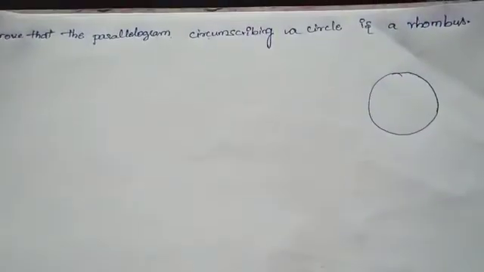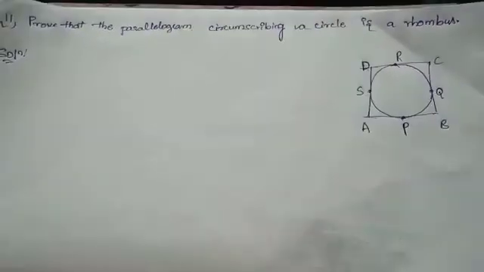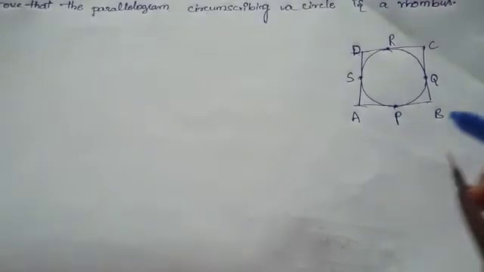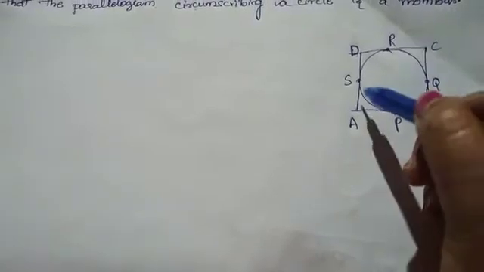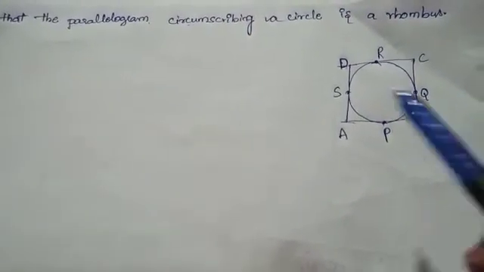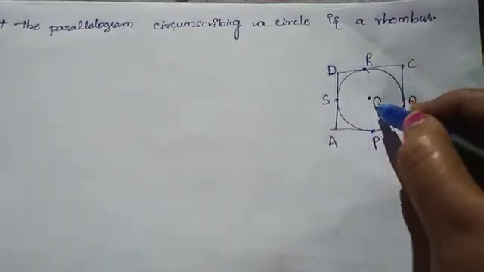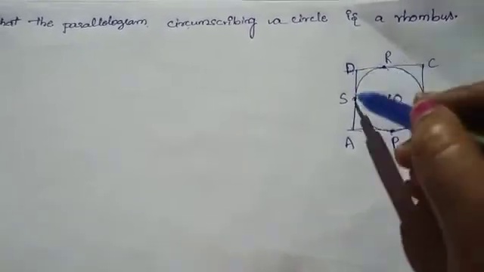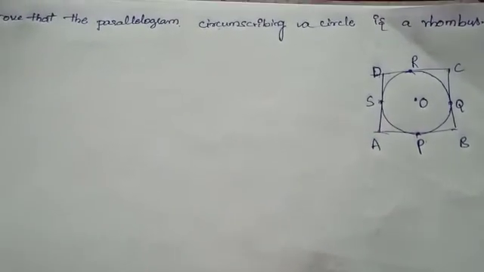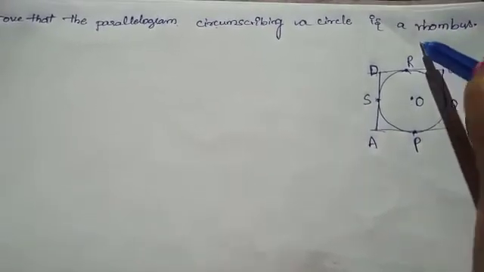Prove that a parallelogram circumscribing a circle. Let's draw the parallelogram. This is the parallelogram ABCD touching the circle at points P, Q, R, S. Here, given a circle with center O, a parallelogram ABCD touching the circle at points P, Q, R, S. Here we need to prove ABCD is a rhombus.